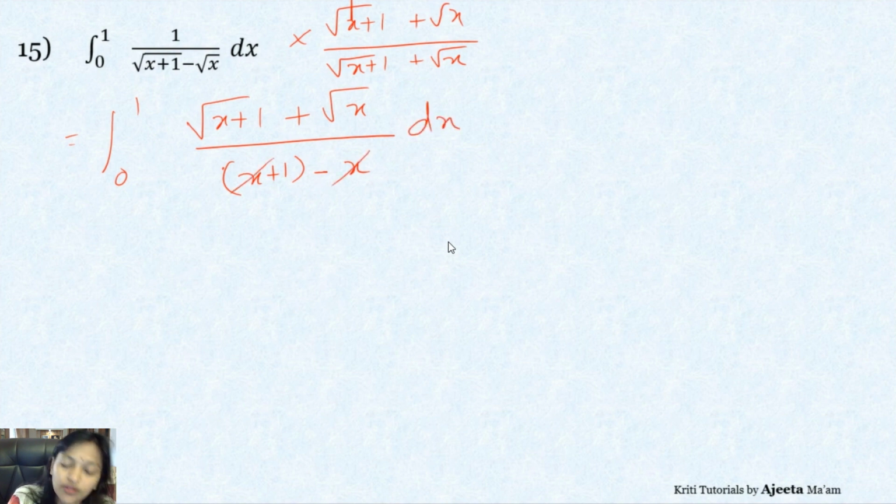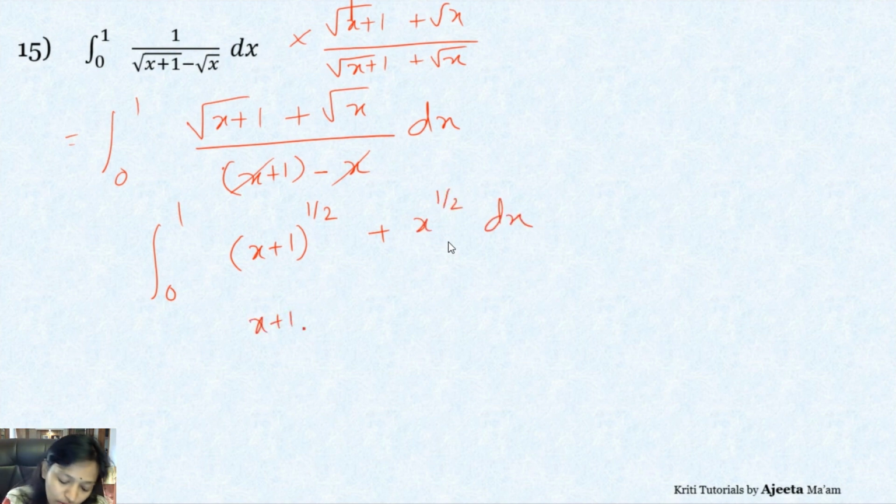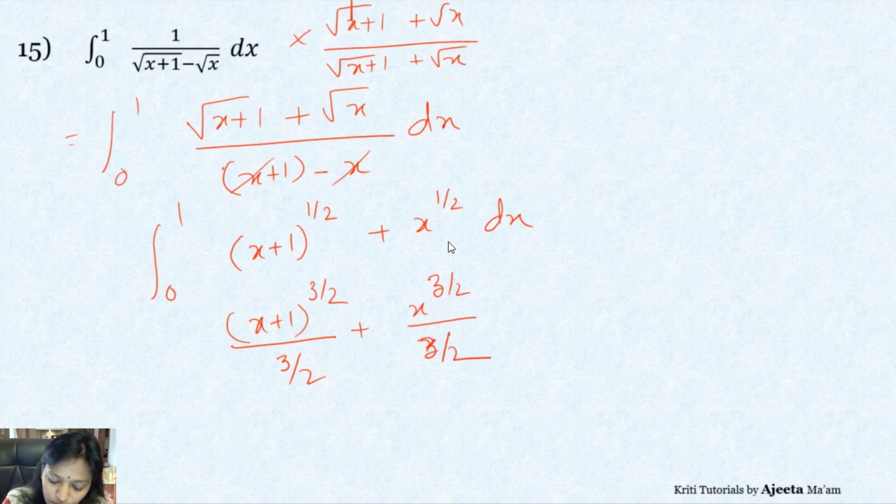So no x term in the denominator. So it becomes a very, very simple function. It seems to be tough, but by rationalizing it, we get it in a simple way. So here we get it, right? Now we go with the power rule. So x plus 1 raised to 3 by 2 upon 3 by 2, x plus half be 3 by 2, and this also 3 by 2. Okay. So now the limits are from 0 to 1.